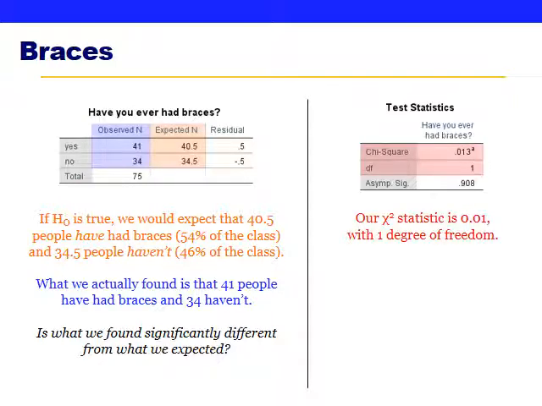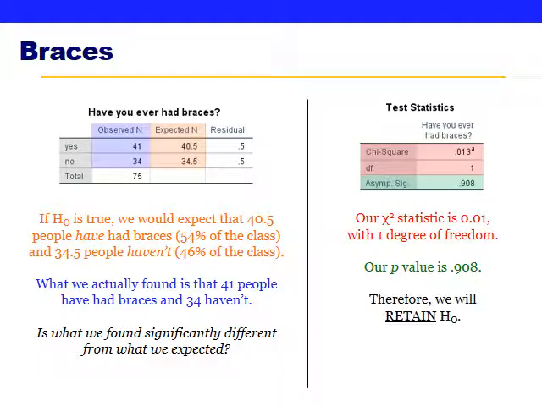As we saw before, the top part of this table gives us our chi-square statistic, which in this case is 0.01, so a very small number. And it gives us our degrees of freedom. We only have two categories here. You either had braces or you didn't. So 2 categories minus 1 leaves us with 1 degree of freedom. Most importantly, we have our p-value, which is very large as far as p-values go. Our p-value here is 0.908, which is much, much larger than 0.05, telling us that we do not have strong evidence of a difference between our class versus the general population.